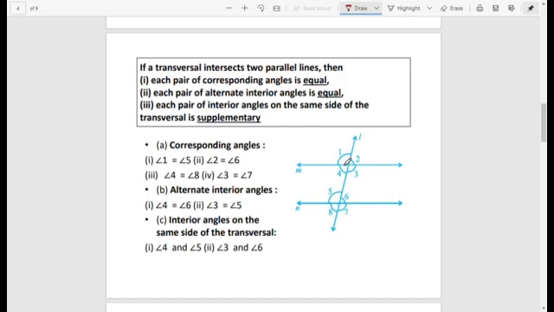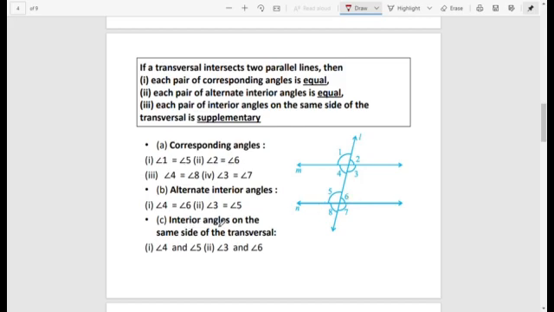So corresponding angle 1 will be equal to angle 5. Corresponding angle 2 will be equal to angle 6. Similarly, corresponding angle 4 will be equal to angle 8. Also, corresponding angle 3 will be equal to angle 7. Alternate interior angles are 3 and 5, which are also equal. Similarly, 4 and 6 are also equal.